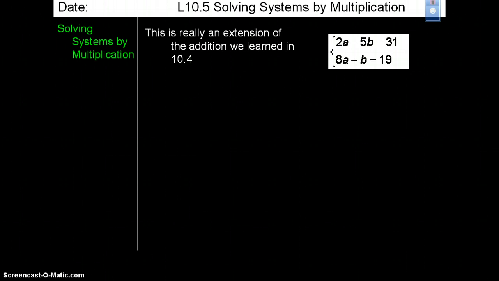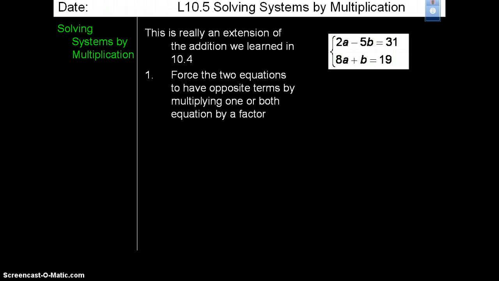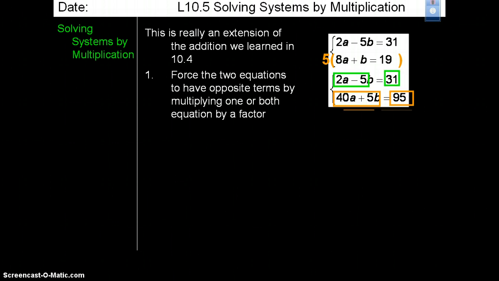So in our next example, we are going to again extend what we did in lesson 10.4. Looking at our system of equations, we don't have any opposite terms between the first and the second equation. We also don't have any variable terms that are identical, where we could simply change one to the other. We've got two different options here. In this case, since there was one positive b and one negative b, by multiplying the second equation by 5, we end up with 2a minus 5b equals 31, and 40a plus 5b equals 95.